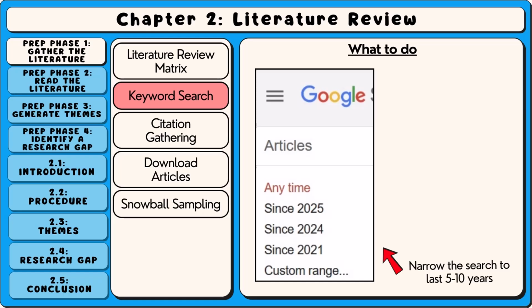Usually, studies into topics that are rapidly changing require a search within the past 5 years, but it's also common to gather literature within the past 10 years as well. That really depends upon the topic you're studying and the expectations of your university program.